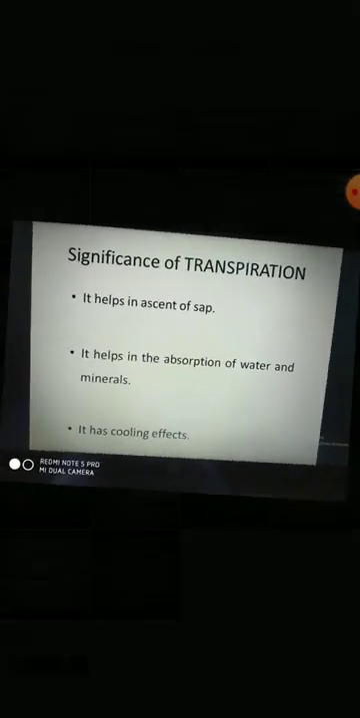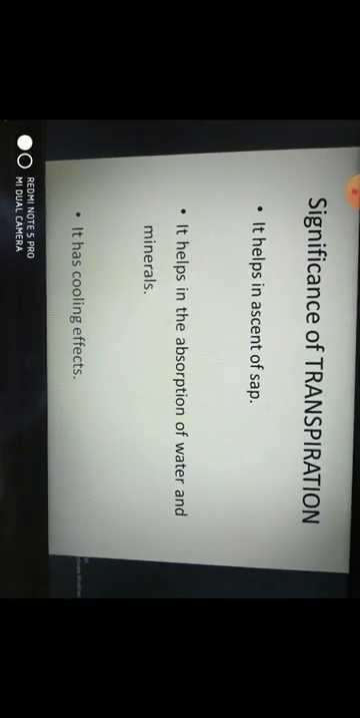Then there is the significance of transpiration. There are three main important points. One: transpiration helps in the ascent of sap. As I have already discussed, in the ascent of sap I told you about one theory, the transpirational pull theory or cohesion tension theory. Because of that transpirational pull, the ascent of sap occurs through xylem. Second, it helps in the absorption of water and minerals. Third, transpiration has a cooling effect. In tropical areas the temperatures are quite high, so because of transpiration, a cooling effect occurs.